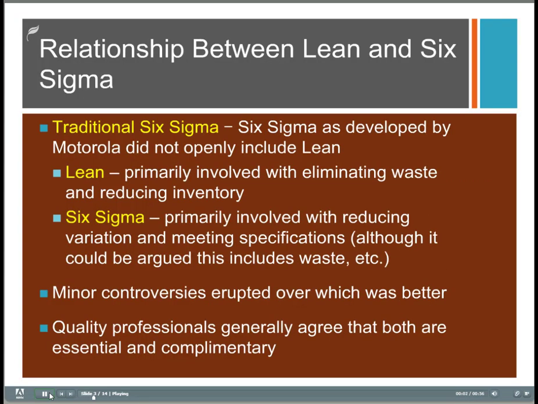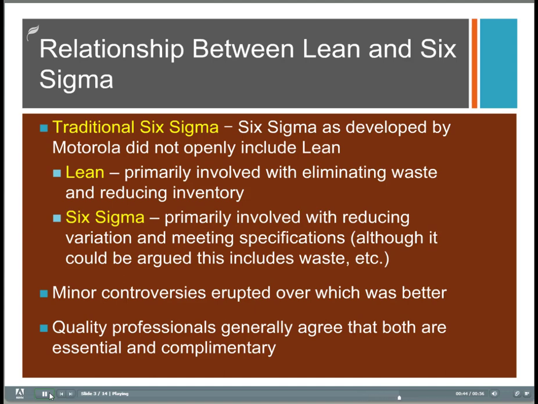It was mentioned several times already that we're including Lean in this program, even though it wasn't in the original Motorola version of Six Sigma. I think the evolution of Sigma justifies Lean being an integral part of it. So Lean is devoted primarily to eliminating waste and non-value-added activity and has a huge impact on reducing inventory. Six Sigma, in the traditional sense, is devoted to reducing variation and meeting specifications, although it could be argued very strongly that this includes reducing waste.